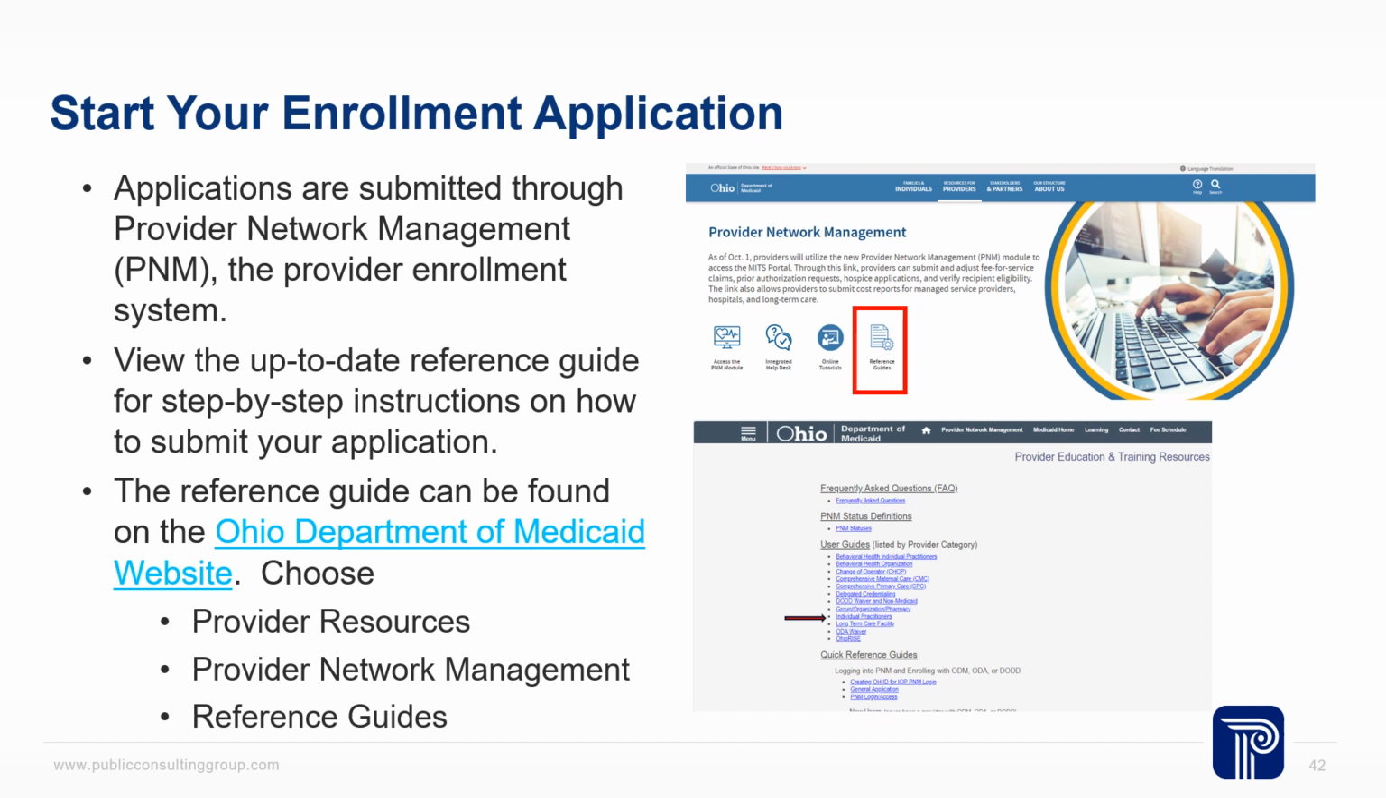All enrollment applications are submitted and processed through Provider Network Management. The Ohio Department of Medicaid has reference guides available to walk you through submitting your application. Please view this document for step-by-step instructions. To access the reference guide, visit the Ohio Department of Medicaid website. Click on Resources for Providers, select Provider Network Management, and then click on Reference Guides. The guide is called Individual Practitioner under the User Guides section.